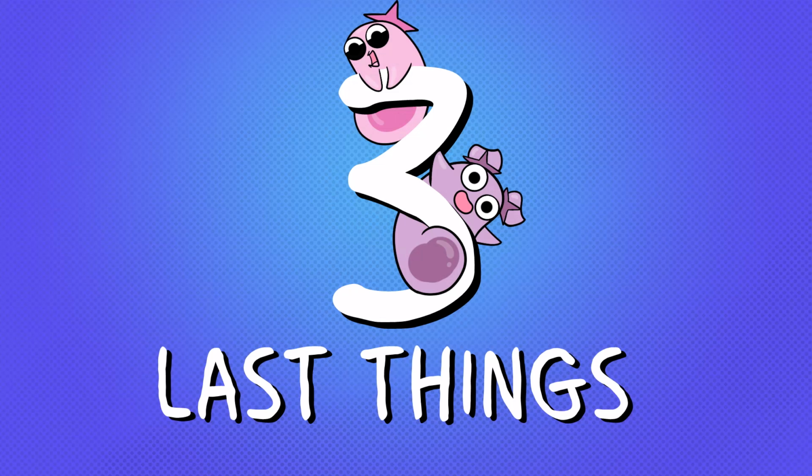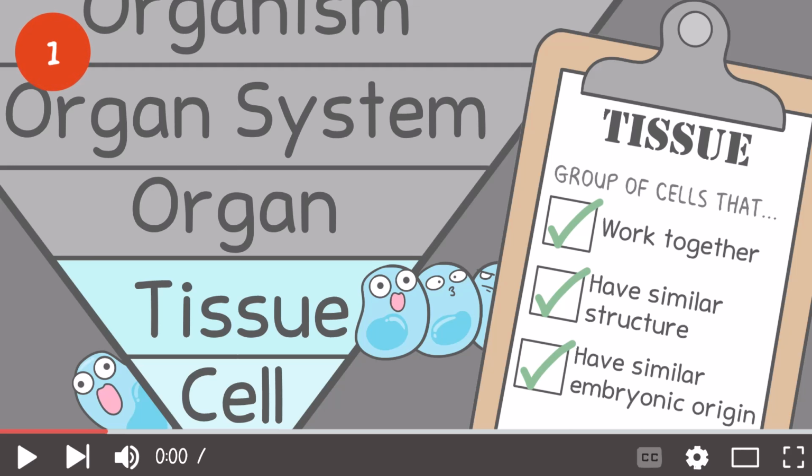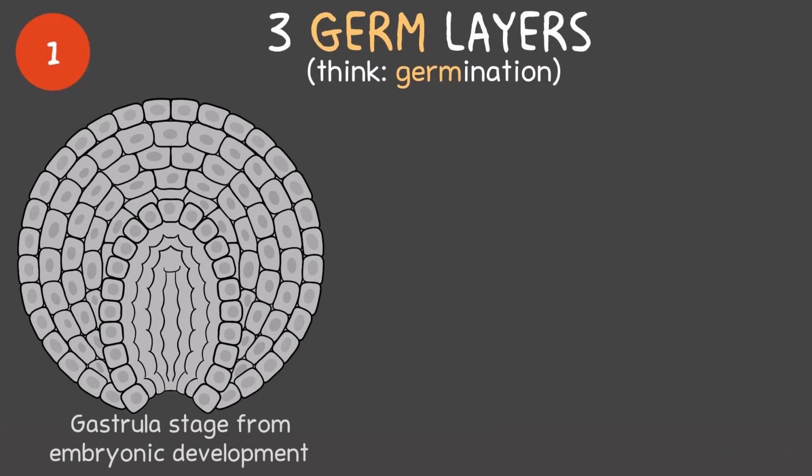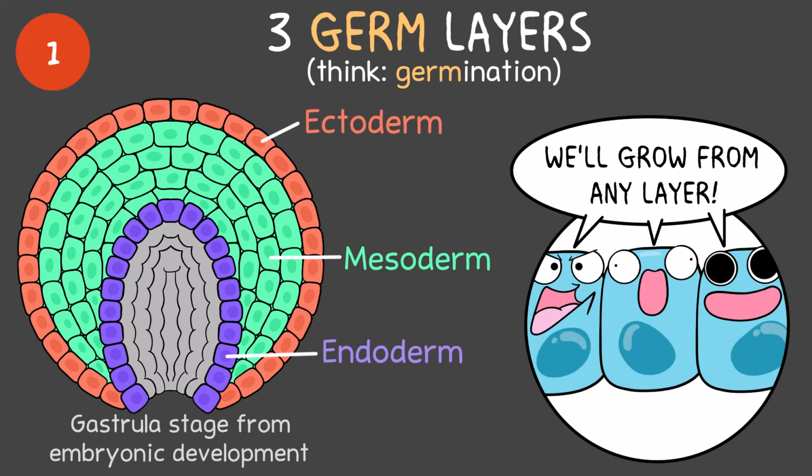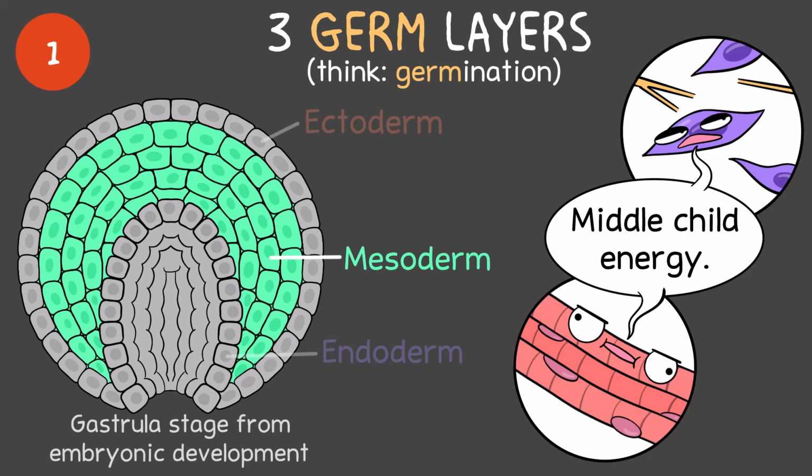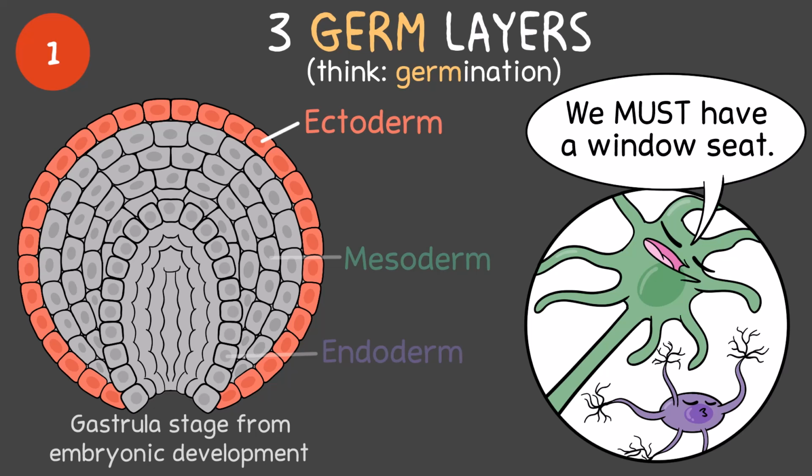So now, 3 last things we want to mention. Number 1. Remember how at the beginning we said a tissue is made up of cells that work together and serve a function together? And not only that, but the cells in a specific tissue group tend to have similar structure and have similar embryonic origin. To expand on that a bit, there are 3 major germ layers in embryonic development: ectoderm, mesoderm, and endoderm. Epithelial tissue can develop from all 3 layers. Connective and muscle tissue, generally with some exceptions, develop from the mesoderm, and nervous tissue, generally with some exceptions, develops from the ectoderm.